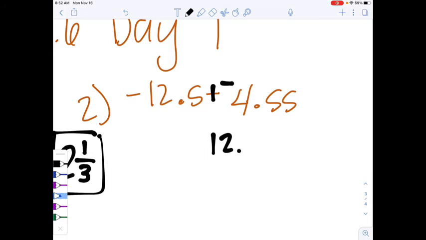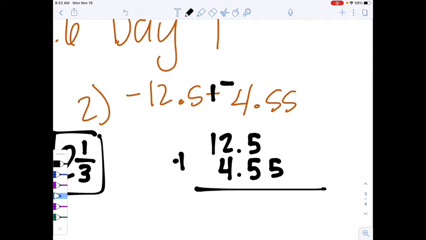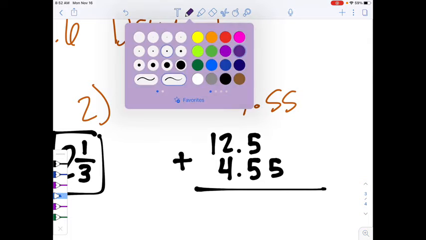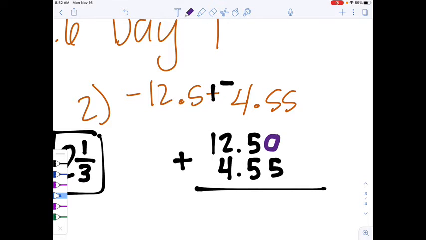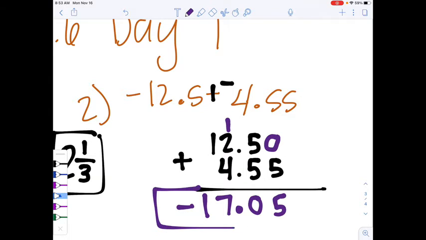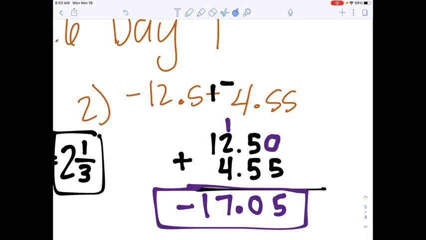Remember, when we add decimals, we line up the decimal. Add these together. Where I have that blank spot, I'm going to fill in a 0. 0 plus 5 is 5. 5 plus 5 is 10, making sure I carry down that decimal. So we get 17 and 5/100ths, and then I just have to add on that negative because it's same sign, add, and keep the sign.